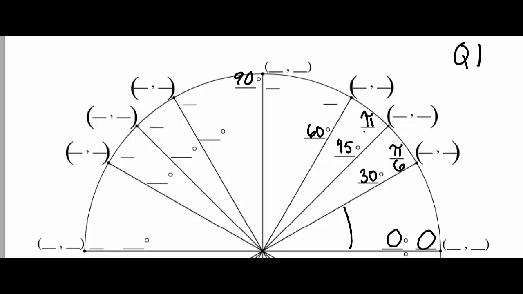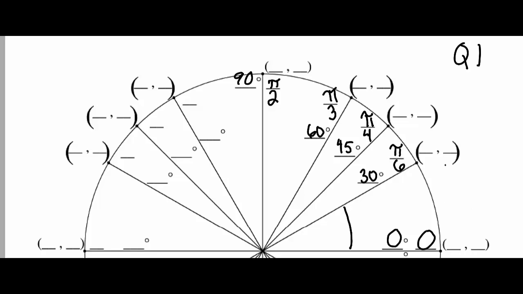180 divided by 4 would give us 45 degrees. So this is pi over 4 in radians. 60 degrees would be 180 divided by 3, pi over 3 radians. For 90 degrees, we would have pi, or 180 degrees, divided by 2. So 90 degrees is the same as pi over 2 in radians.